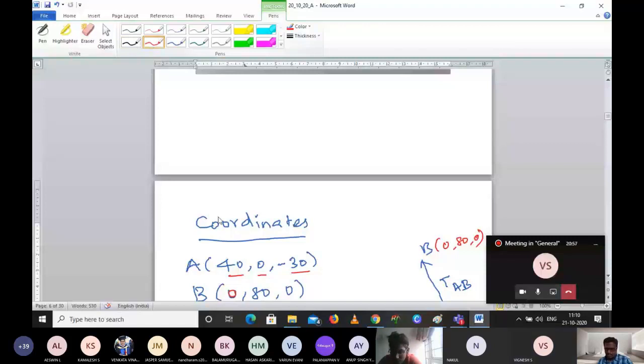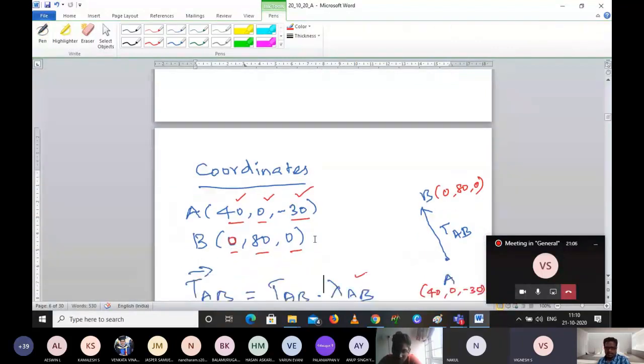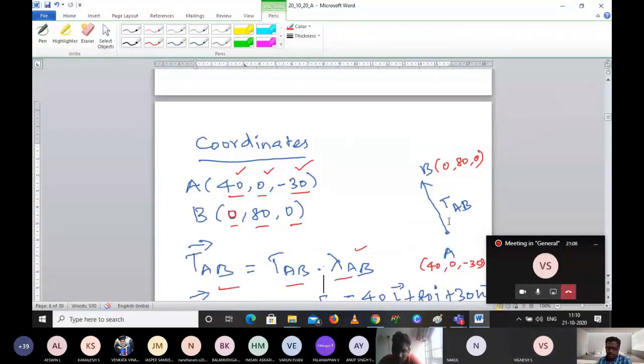So along the x-axis it is 40. Okay, please check your answer. Y-axis 0, z is minus 30. Am I right? Correct, sir. Yeah. So that's why I said please draw the free body diagram, so it will be useful to you.